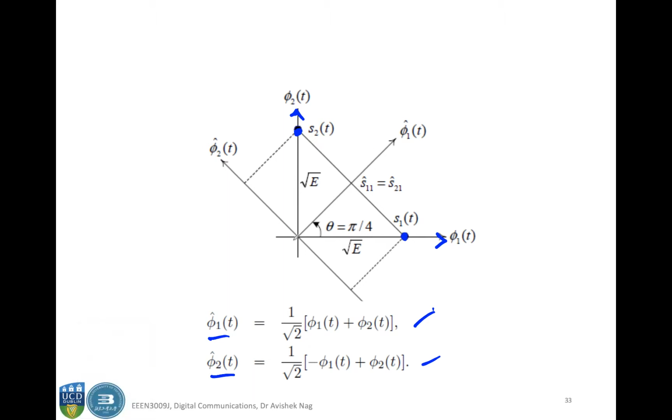which is such that you have the same S11 hat and S21 hat components and different phi 2 hat components. So here also you can have a single matched filter representation.